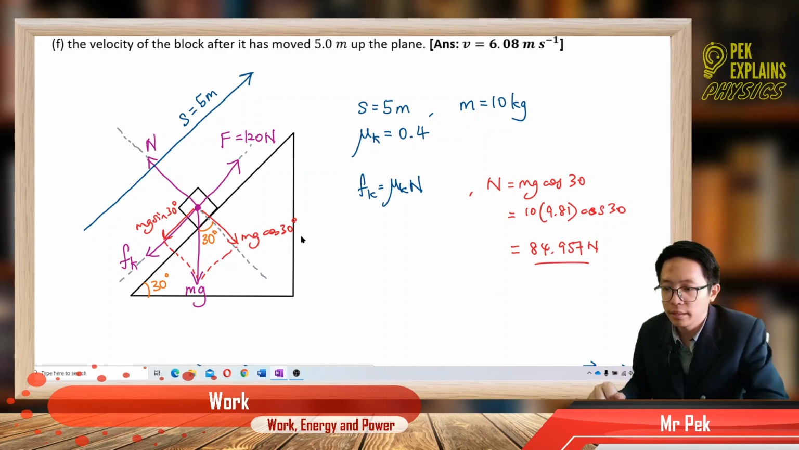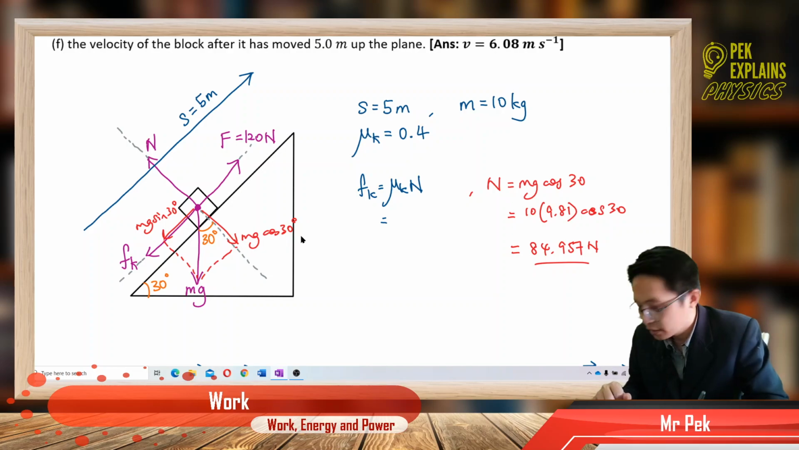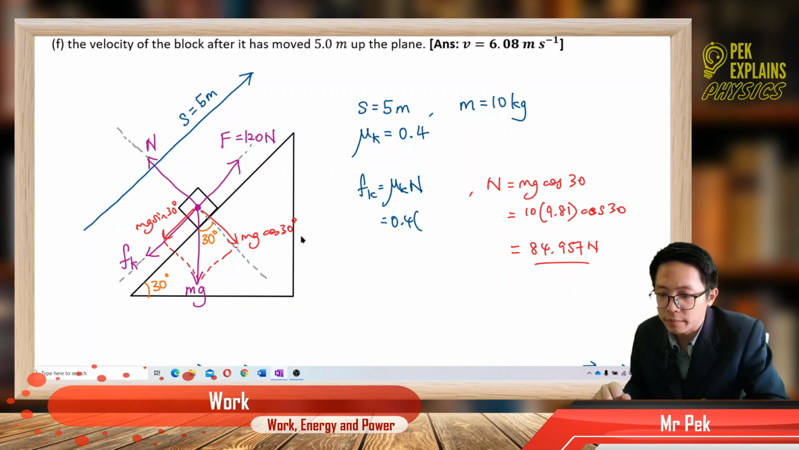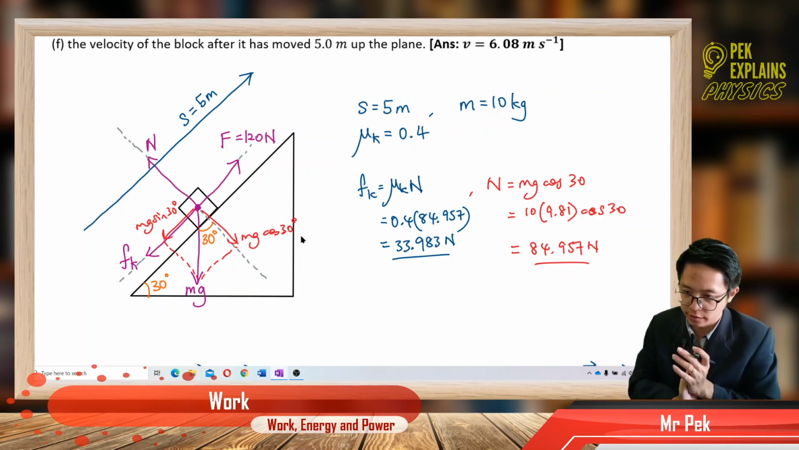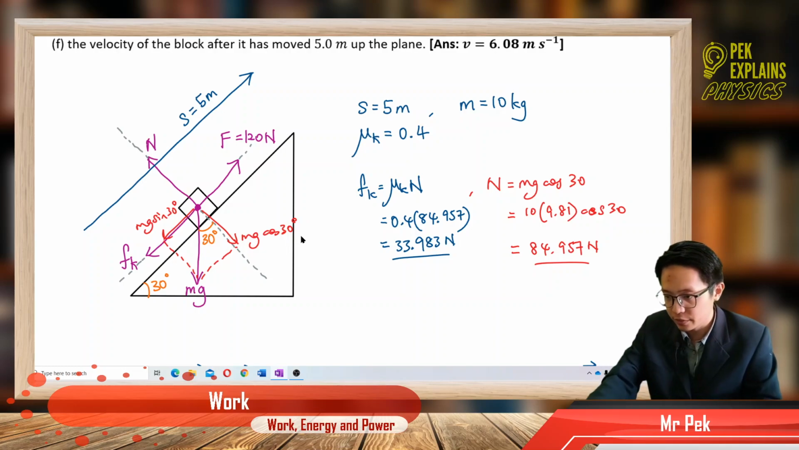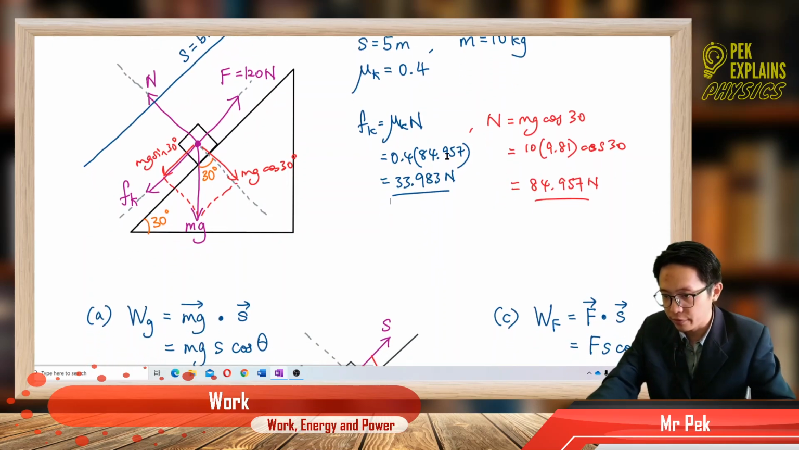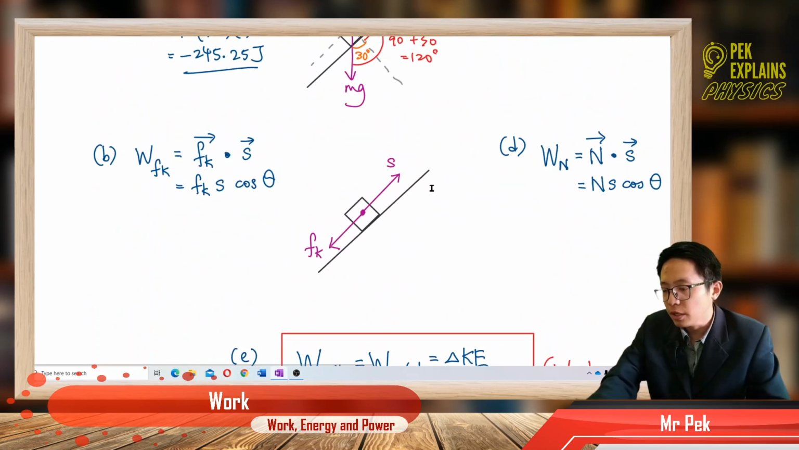Now let's calculate the friction. 0.4 times the normal force we get, and we will have 33.983 Newton. That's our friction. Okay, we got it. You have to find the normal force first. Now, once we got the friction, we need to get the angle theta.